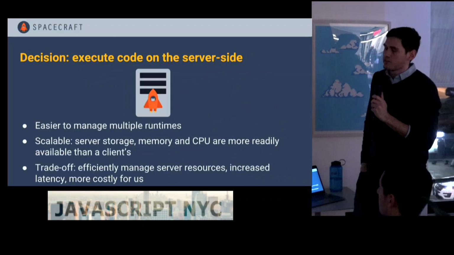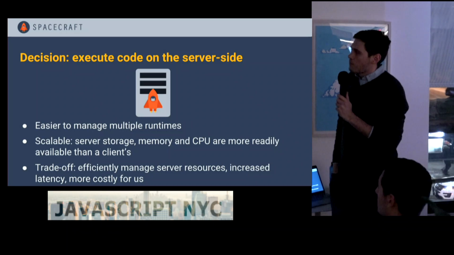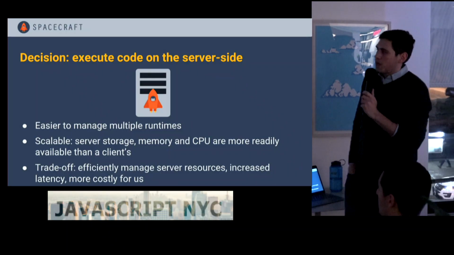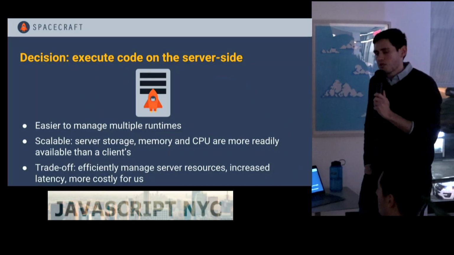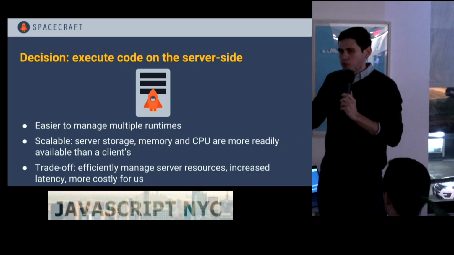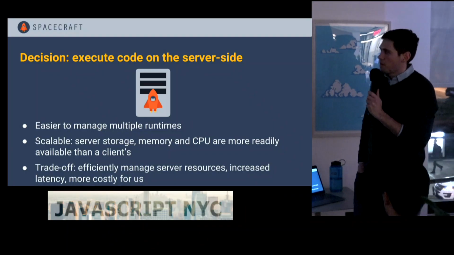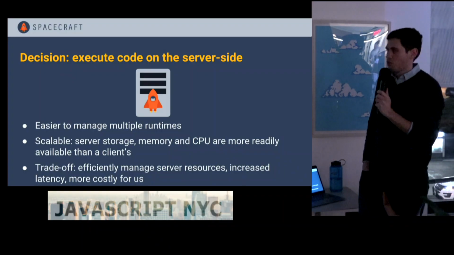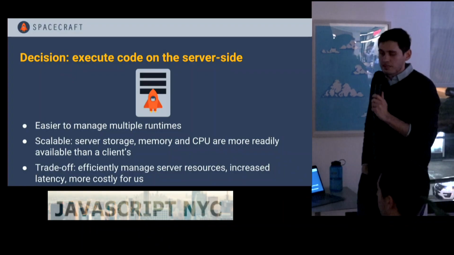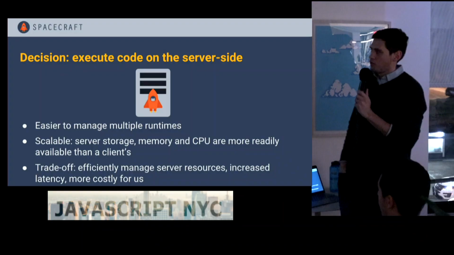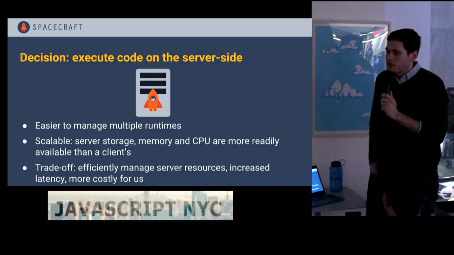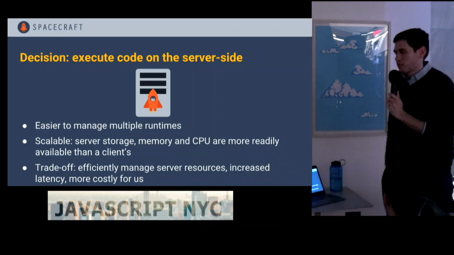And so we chose to execute code on the server side. It's easier to manage the multiple runtimes. It's also more scalable because we could either scale up by adding more server storage, memory, and CPU, or we could even choose to scale horizontally by adding more servers over time. The trade-off is, though, we have to manage those resources on our own. There is some increased latency between the client and the server for handling all that synchronization. And it is more costly for us, but we feel like this is doable, this is acceptable.